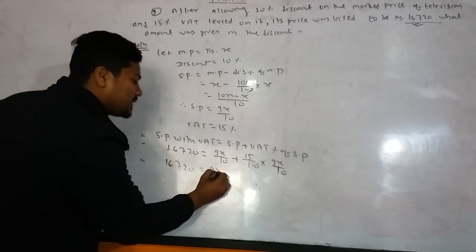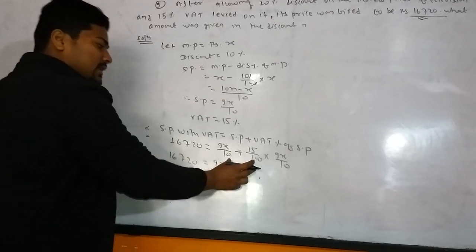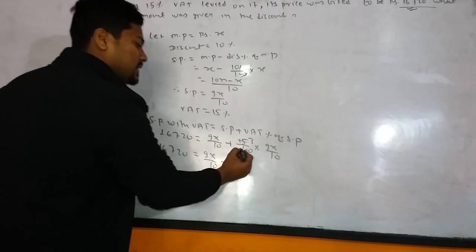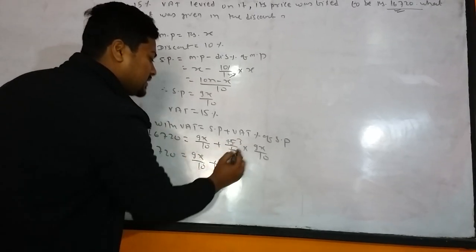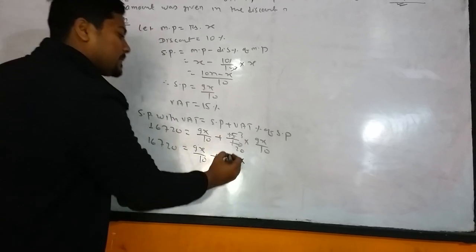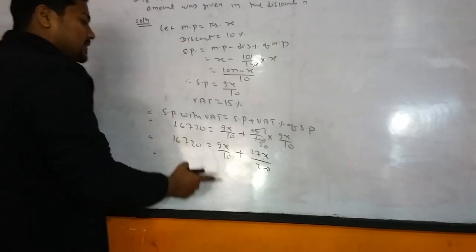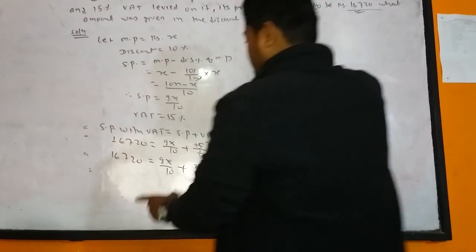16,720 is equal to 9x by 10 plus 15 upon 100 into 9x by 10. So now we have to take what? LCM. Yeah. We can cut this first. 5 threes are 15, then 5 20s are 100. So this must be 9 threes are what? 27x upon 200. So LCM take, then what will come? 200 with LCM. So now here I'm going to solve this remaining part.